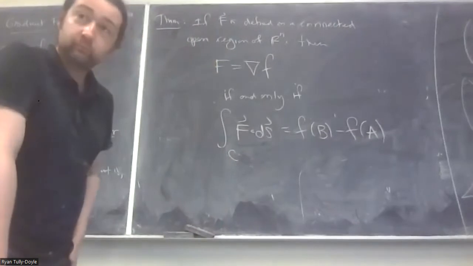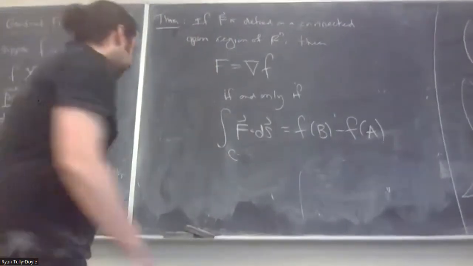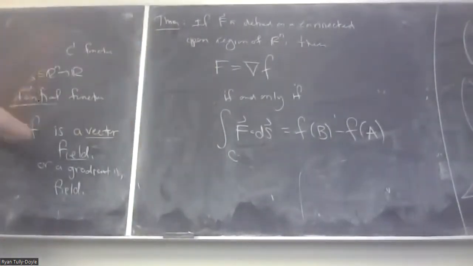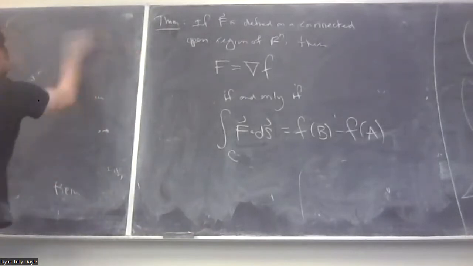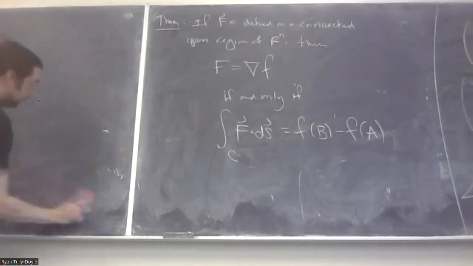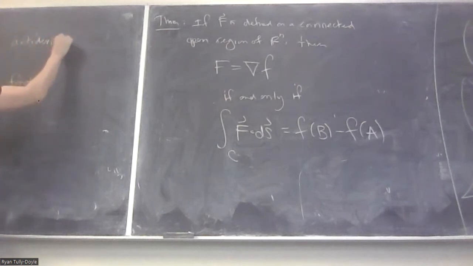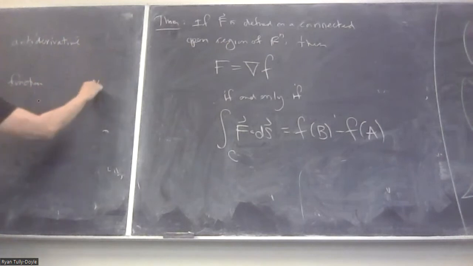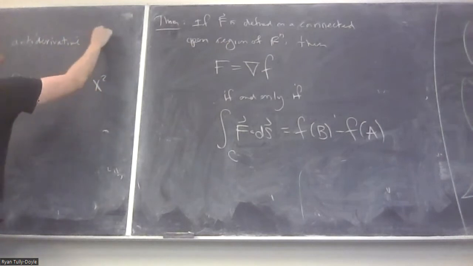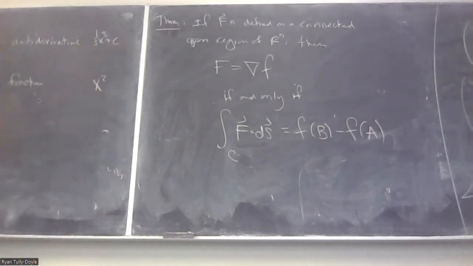Can you remind me what potential means again? Yeah, so the basic language here is the following. In calculus 1, you have the idea of function and antiderivative, right? So for example, x squared and 1/3 x to the third plus c, that's the relationship between the two functions.